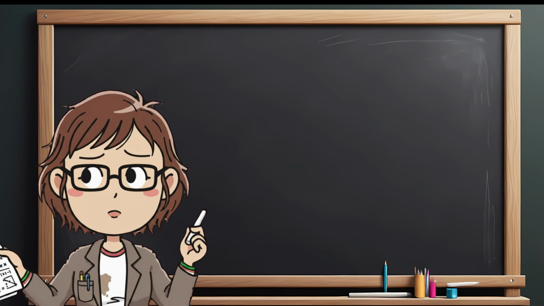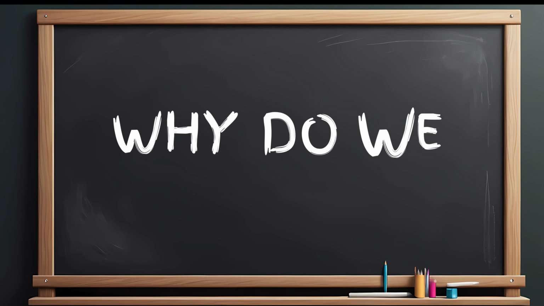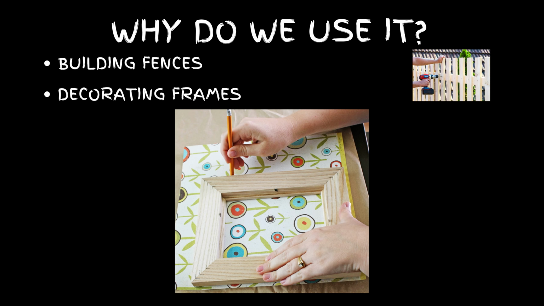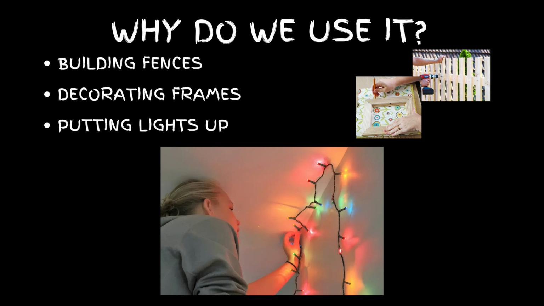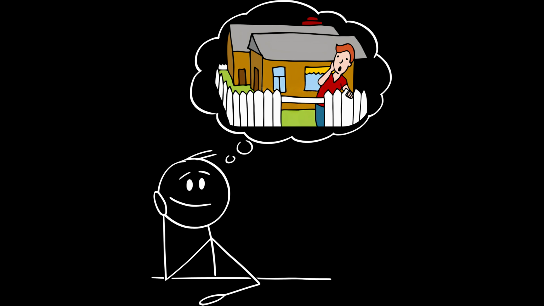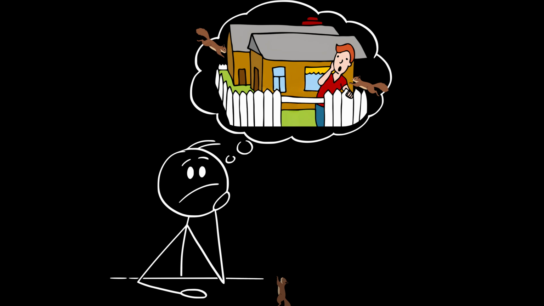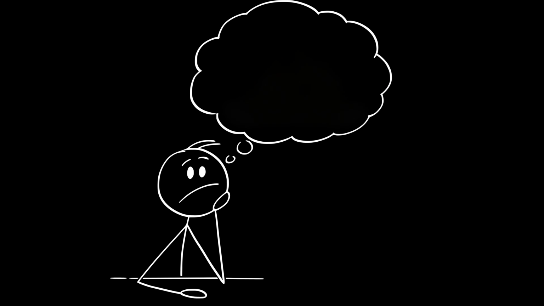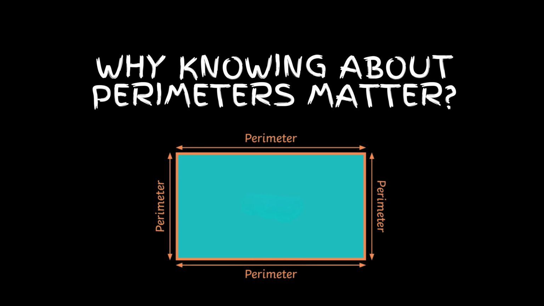Now, you're probably wondering to yourself, why do we need to know about perimeters? Well, great question. We use perimeters all the time in real life. Like for building fences, decorating picture frames, putting lights around a room, making gardens, measuring playgrounds. Imagine buying a fence that's too short, and then your dog escapes. And then you notice the squirrels take over. Society as we know it will collapse all because the fence wasn't measured correctly. And that's why perimeters matter.